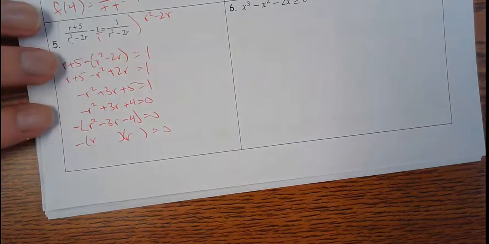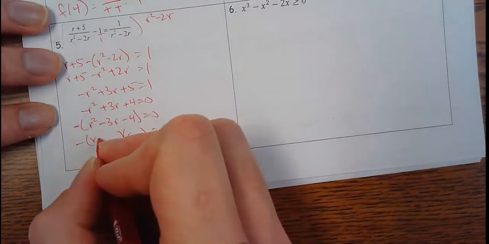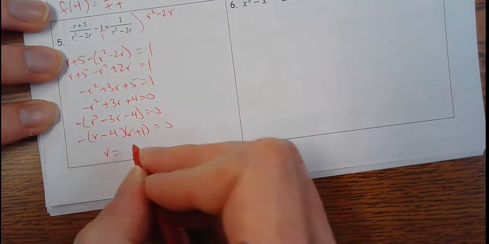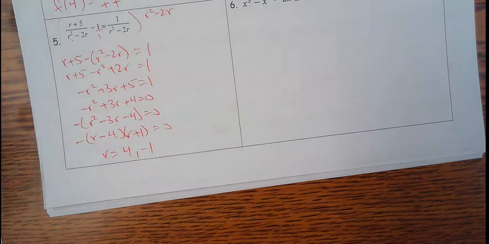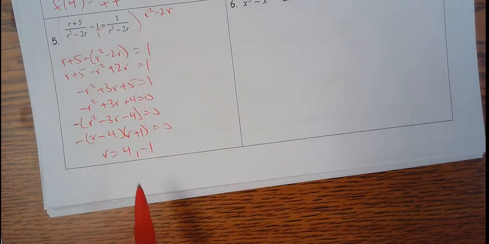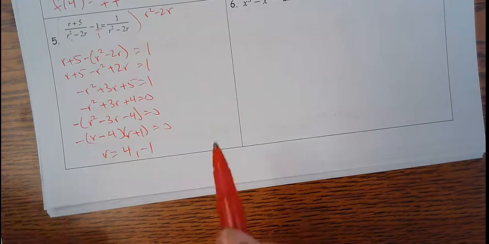Okay, so multiply to get -4, add to get -3, so -4 and positive 1. So r equals 4 and -1. And I would want to check, you'd want to plug this in and make sure that they don't make any of these denominators 0, because then it's an extraneous solution.